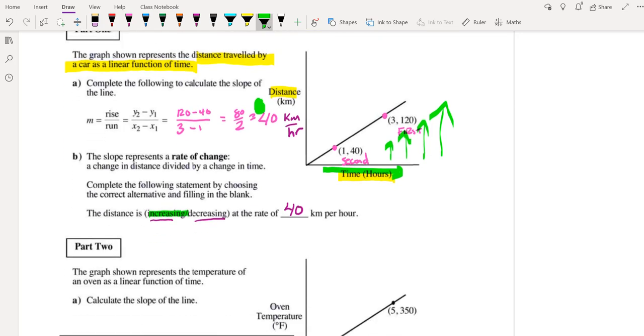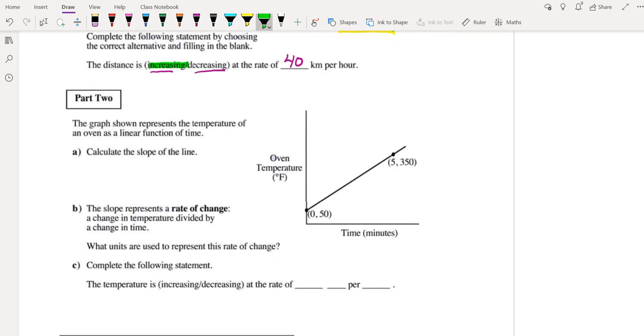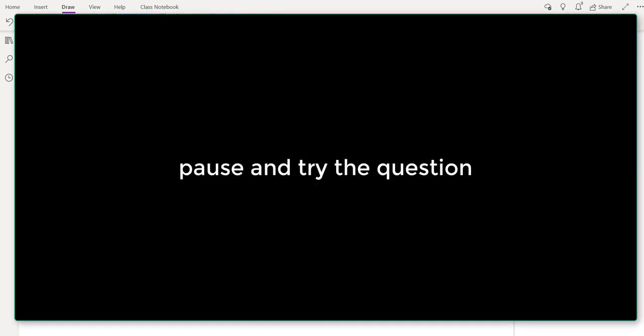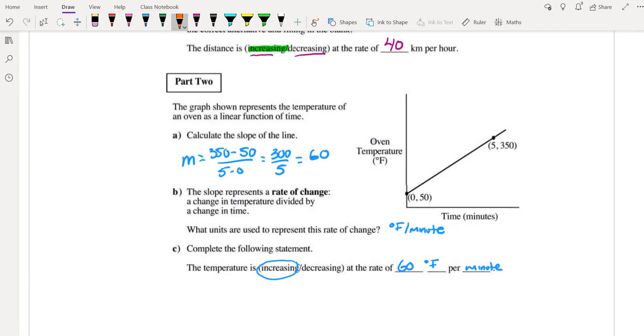Go to part 2 here. Have a read over the question, find the slope, and try to determine what the slope is representing. So pause the video and give that a try. So hopefully you came up with a slope of 60, right? But what does this 60 represent? What are the units here? And that's what students sometimes struggle with.